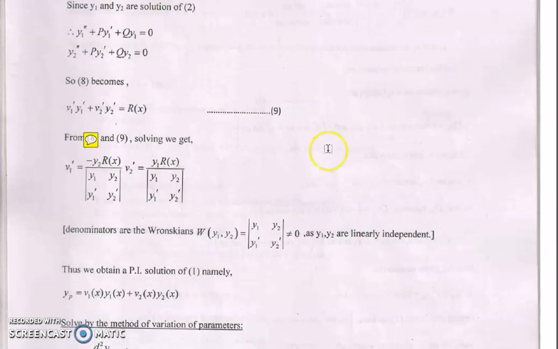Thus, we obtain the particular solution of 1, namely this. When we solve for v1 dash and v2 dash, we get v1 and v2, and putting these values of v1 and v2 in this equation, we get the solution of this.